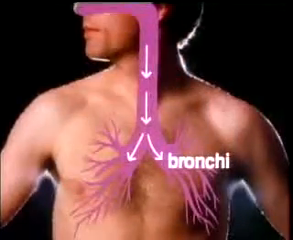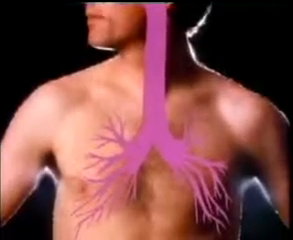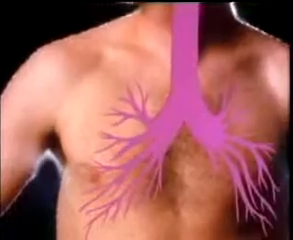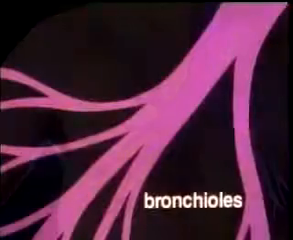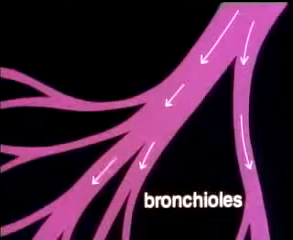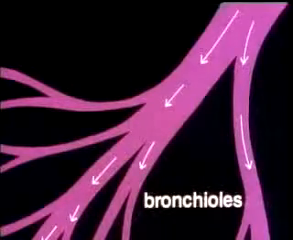Soon, the trachea divides into two smaller tubes, the bronchi. These tubes enter the lungs, then divide again and again until they are microscopic in size. Some of these are called bronchioles. Air travels along the bronchioles until they end in grape-like clusters of air sacs, the alveoli. These clusters make up the inner surface of your lungs.